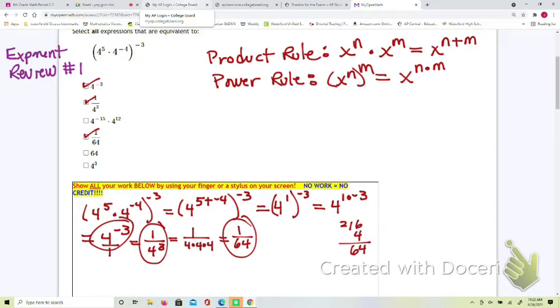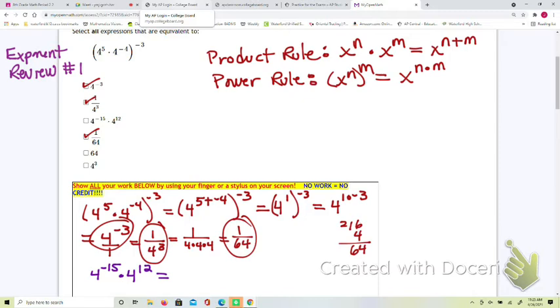Okay, now the third one down, do you see how it says 4 to the negative 15 times 4 to the 12? So I have to figure out if that one matches or not. So I'm going to switch colors. And in the work area, I'm going to write 4 to the negative 15 times 4 to the 12. So everybody write that down for me. 4 to the negative 15 times 4 to the 12.